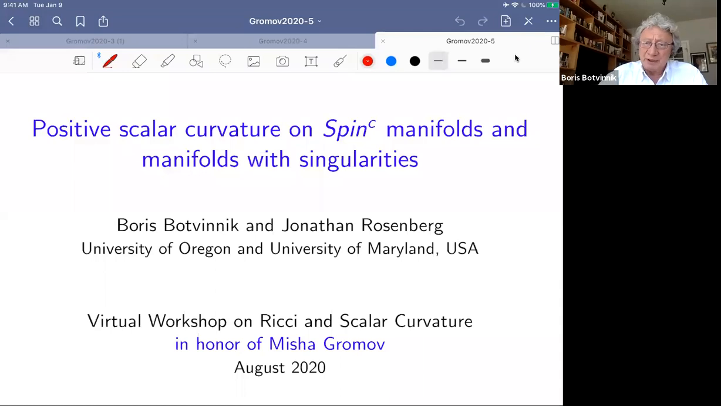And in the beginning, I would like to say that it is a great pleasure to be part of this workshop dedicated to Misha Gromov. And I would like to confess also that Misha is one of my mathematical heroes, and his work certainly changed my viewpoint on mathematics and determined the direction of my research.